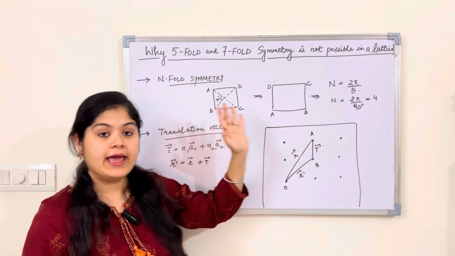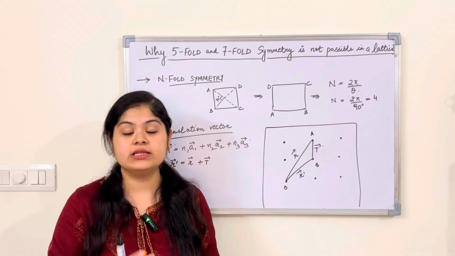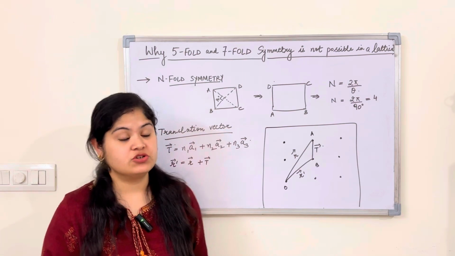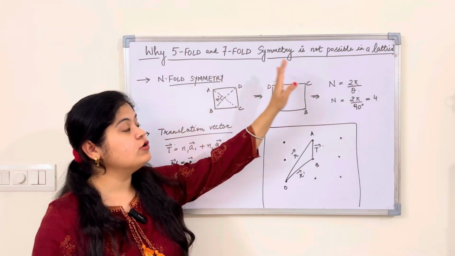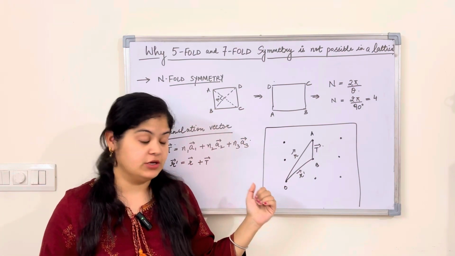So for any lattice, I can have 1-fold symmetry, 2-fold symmetry, 3-fold symmetry, 4-fold symmetry and 6-fold symmetry. 5 and 7-fold symmetry is not possible, and we will discuss why in this particular video.